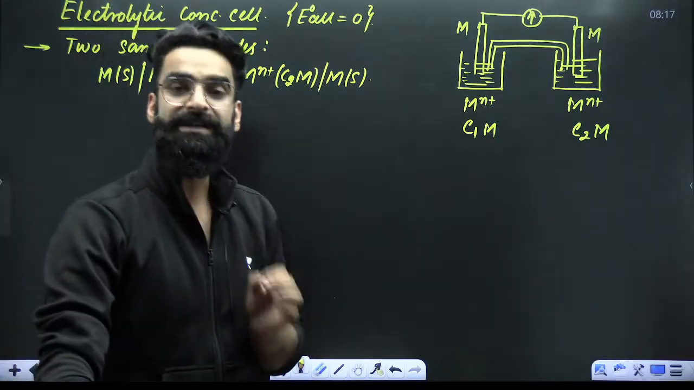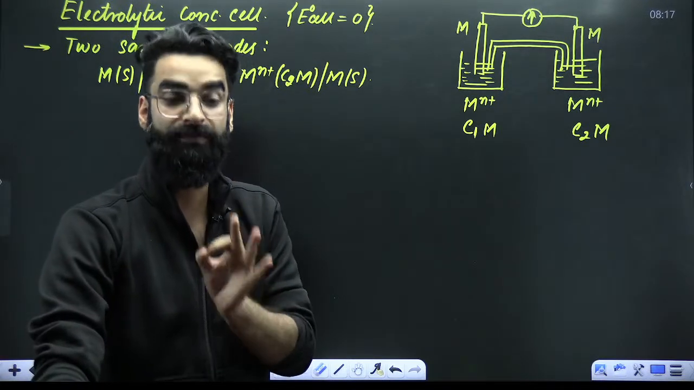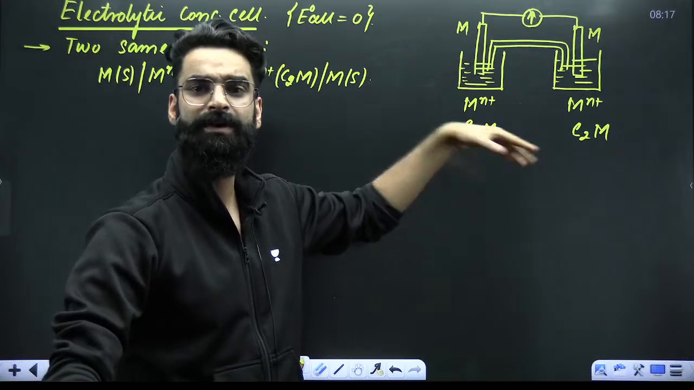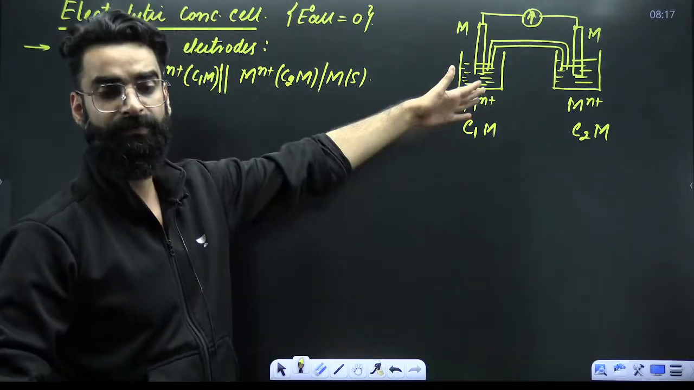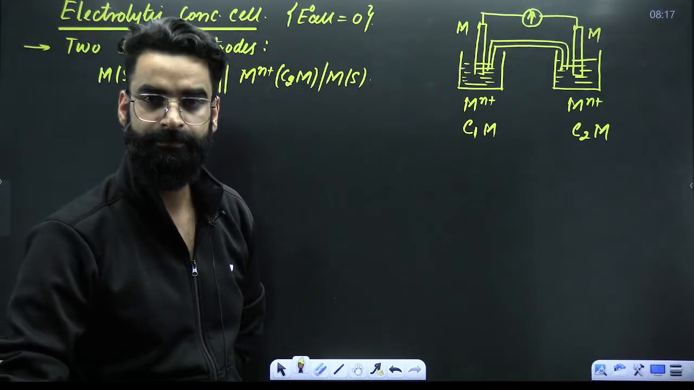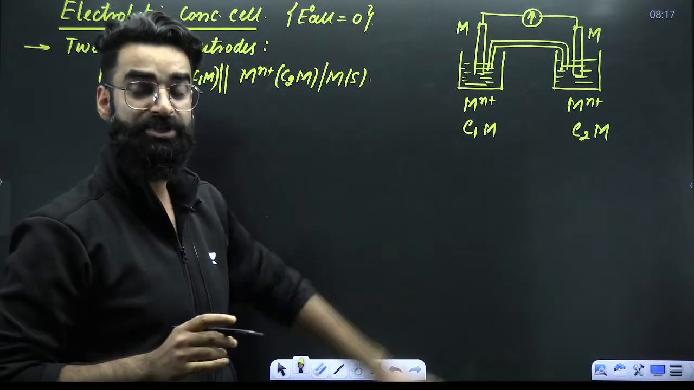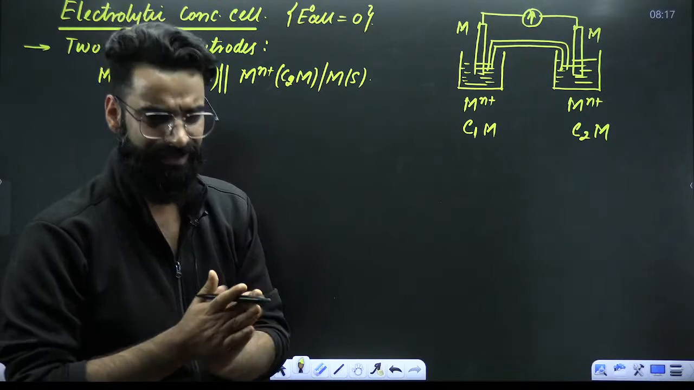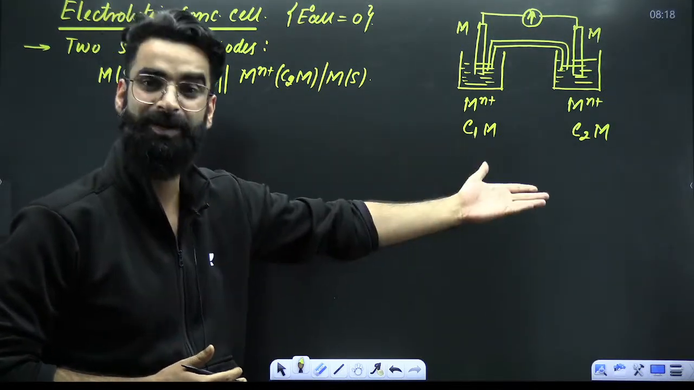Now, my dear students, the point is, what condition should be followed? What condition does this particular cell have to follow so that it can behave like a normal galvanic cell? Let's try to make that condition, which the electrolytic concentration cell has to follow so that it can work, so that it can produce current basically.